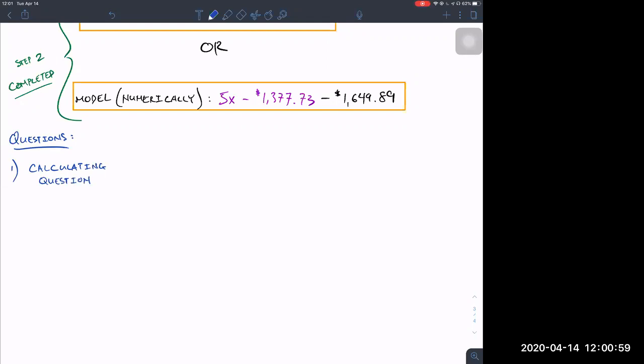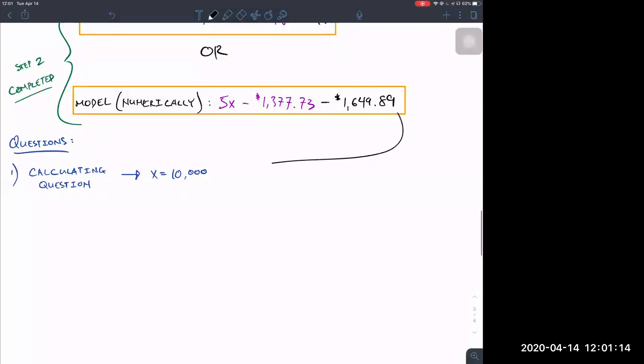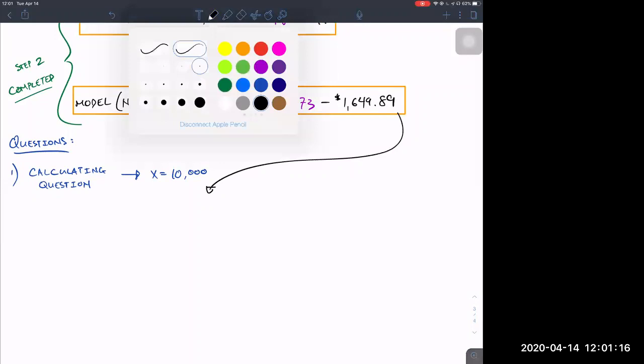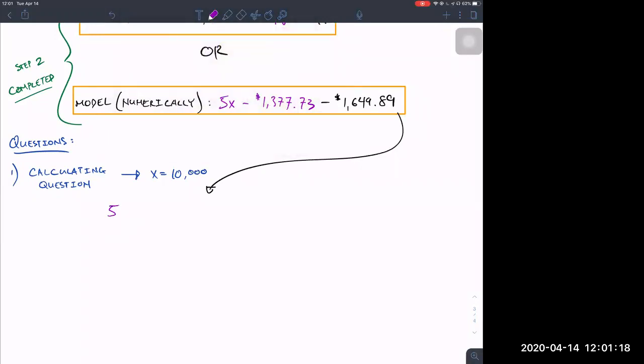Okay, more specifically, it's telling you that X is equal to 10,000. So what do you do? You plug it in, right? They tell you that X is equal to 10,000, and now you can utilize your model for that calculation. You've got 5 times 10,000. Where did 10,000 come from? It was provided to you. And where are all these numbers I'm writing now in purple and black? They are from the model.